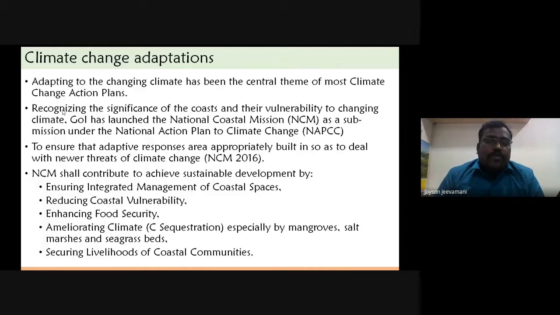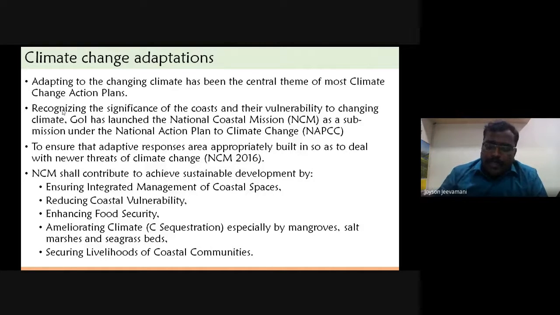So in that, they want to enhance integrated coastal zone management and also reduce coastal vulnerability, improve food security, and secure the livelihoods of the coastal communities. And further, they are urging to increase the carbon pools. For example, mangroves, salt marshes, and seagrass beds are carbon sequestration ecosystems. So they are getting depleted, more and more degraded. So that should be developed, that should be managed, and the cover should be increased. These are the kinds of things they are looking at in the National Coastal Mission.